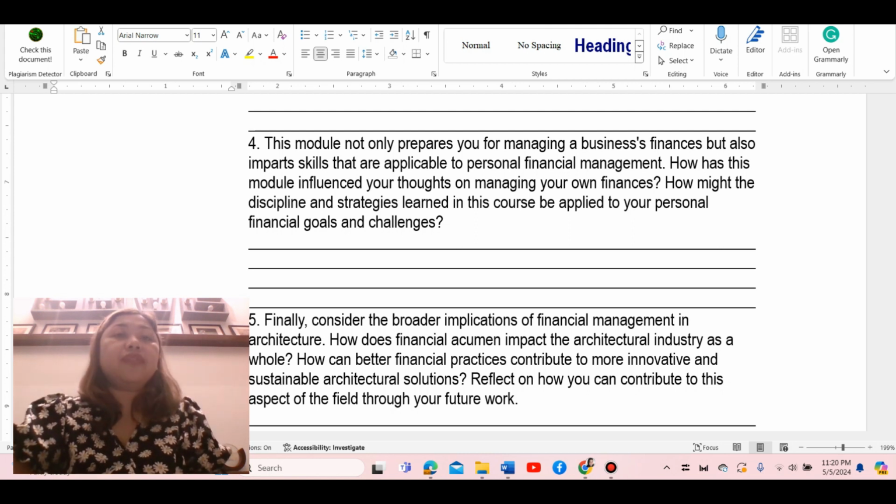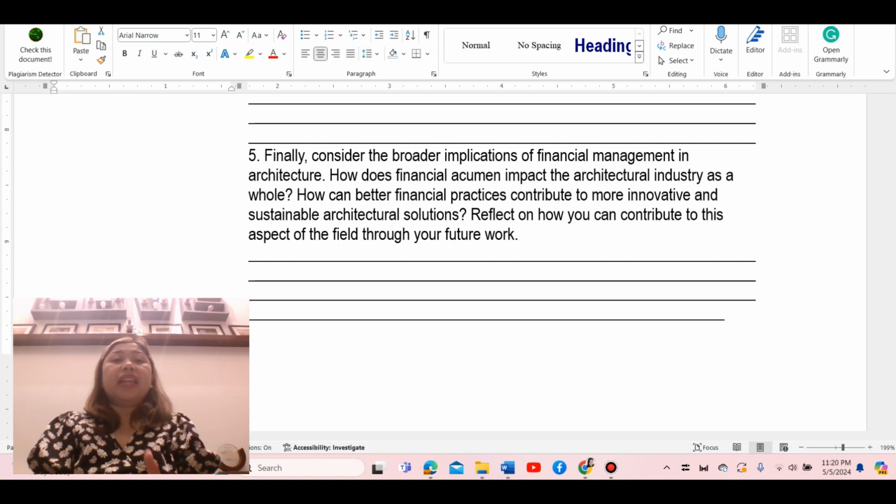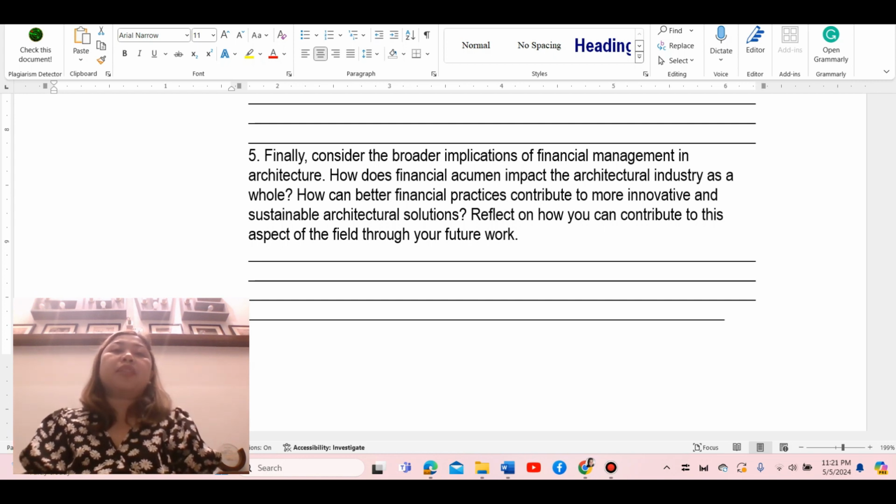And fifth, finally, consider broader implication of financial management in architecture. How does financial acumen impact the architectural industry as a whole? How can better financial practices contribute to more innovative and sustainable architectural solutions? Reflect on how you can contribute to this aspect of the field through your future work.